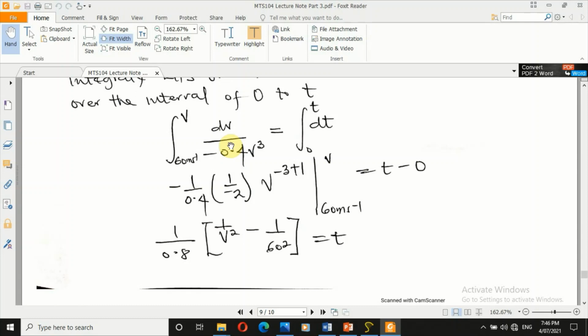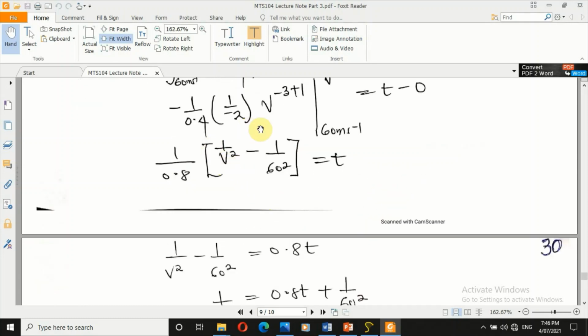So if you do that, minus 1 over 0.4 will come outside. If you integrate this, minus 3 plus 1 will give minus 2. The minus 2 will come under. Don't forget that in integration, you divide. So you evaluate from 60 meters per second to V. Then if you integrate, you have t. Then you evaluate t from 0.